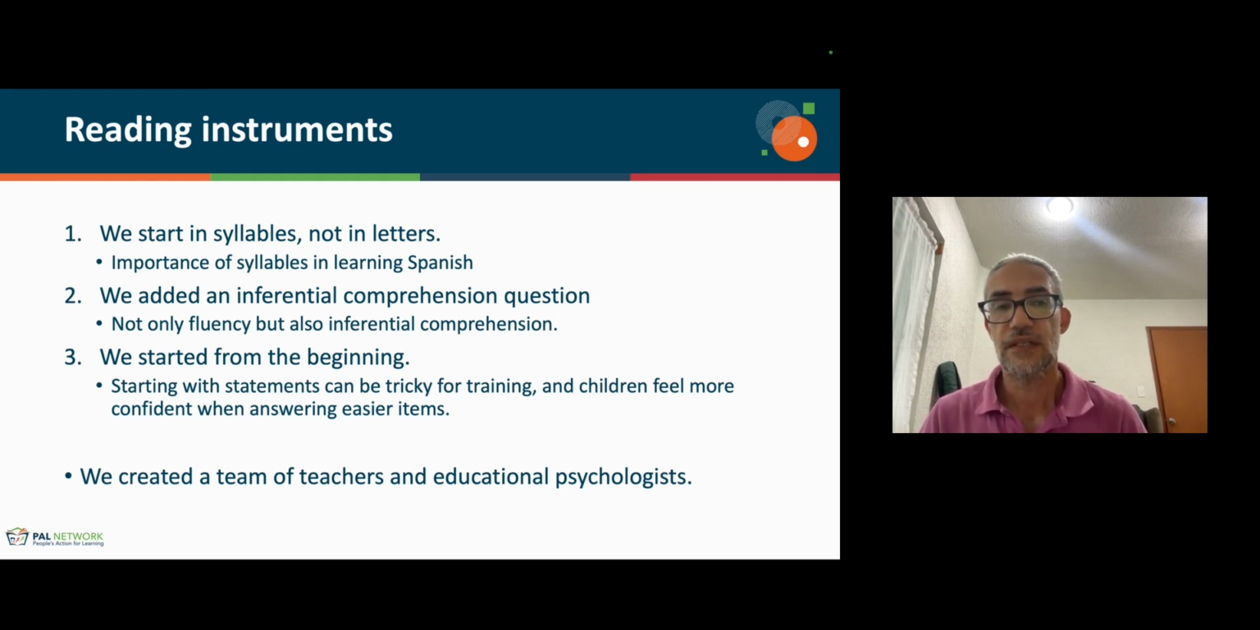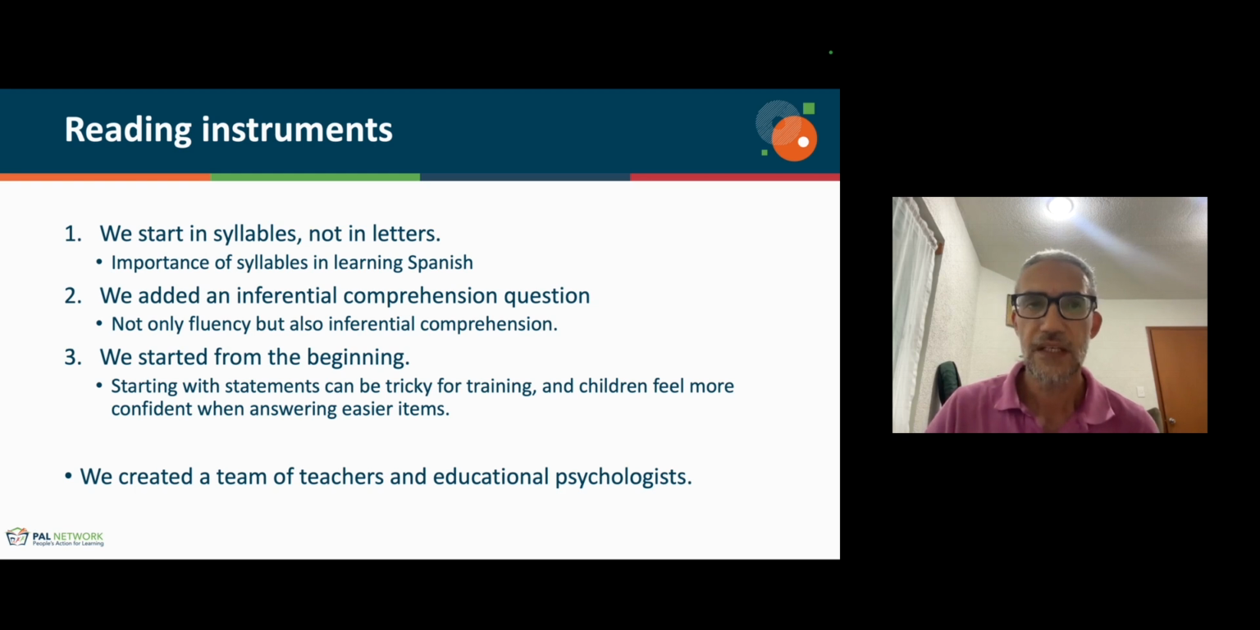The third decision was to start from the beginning. Another citizen-led assessment starts with the statement and then moves forward or back according to the level of the child. We start with syllables, then words, then the statement, and then the story. This is because starting with statements can be tricky for training. We need more time and skills to start with statements, and children feel more confident when answering the easiest items first.